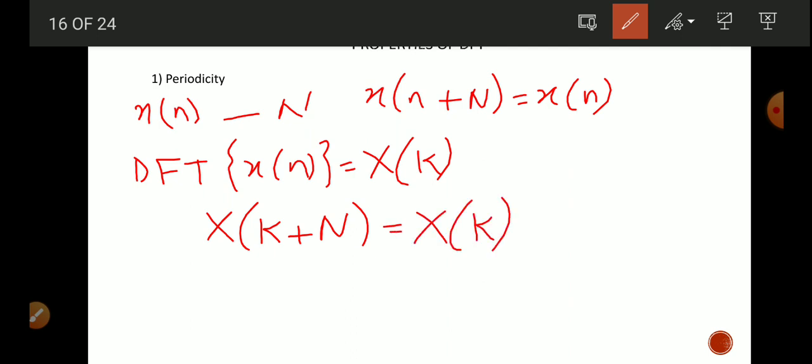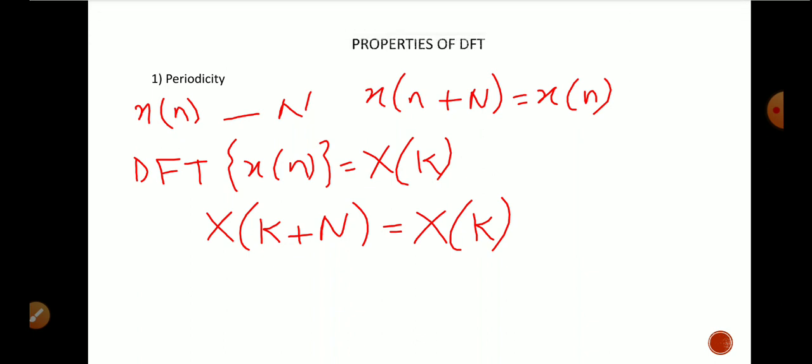I repeat, here we have the input sequence x of n. x of n has periodicity capital N. Then we can write x of n plus N equal to x of n. The DFT of x of n equal to X of k. If x of n is periodic with periodicity N, then X of k is also periodic. So X of k plus N equal to X of k. This is the periodicity property of the discrete Fourier transform.